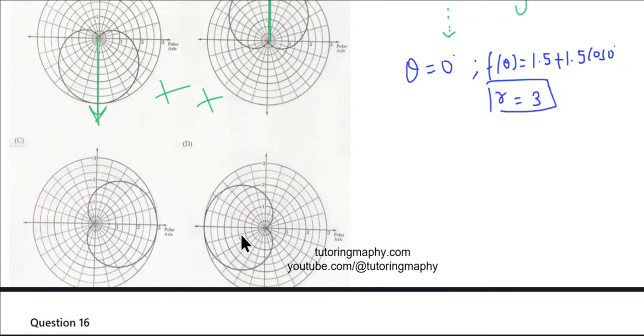Where is 3? This is definitely not 3, because this goes on the other side. I'm talking about theta equal to 0, and at theta equal to 0, I'm talking about this angle. At this angle, r is 3 right here. This is 3 when the angle is 180 degrees. So that doesn't make sense, right? I'm just putting theta as 0, not 180. So at 0, it is 3 in option C. So option C is the best choice in this case.